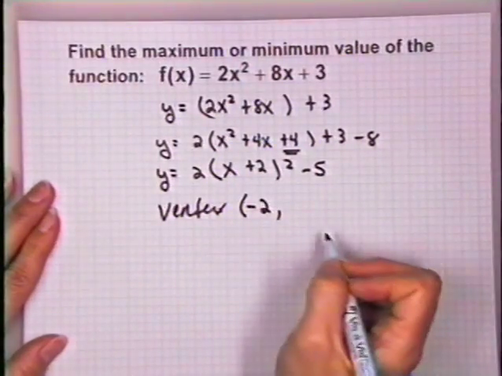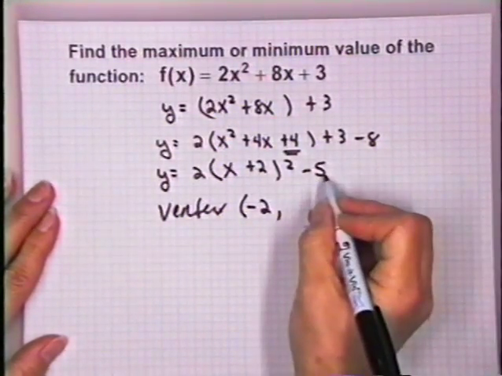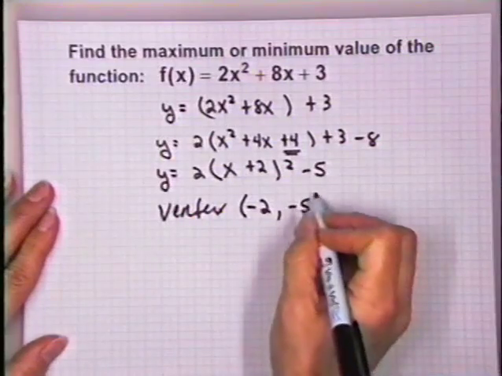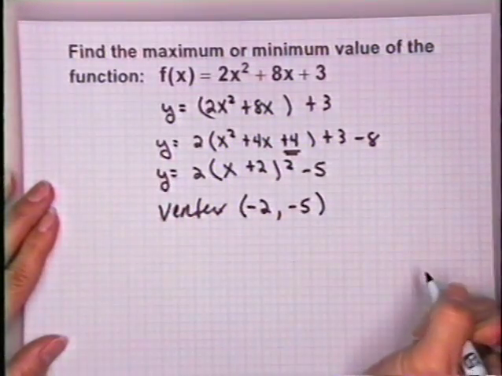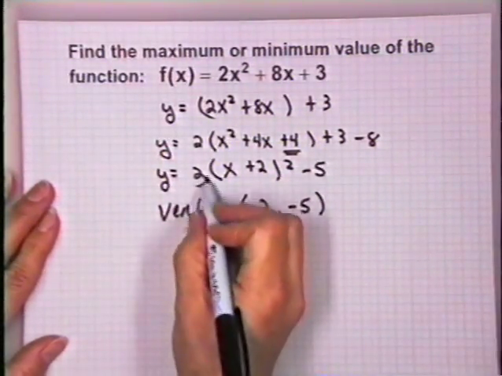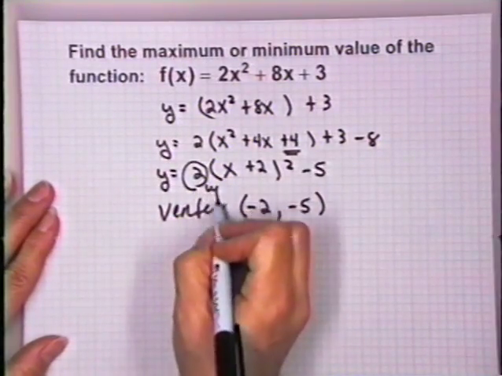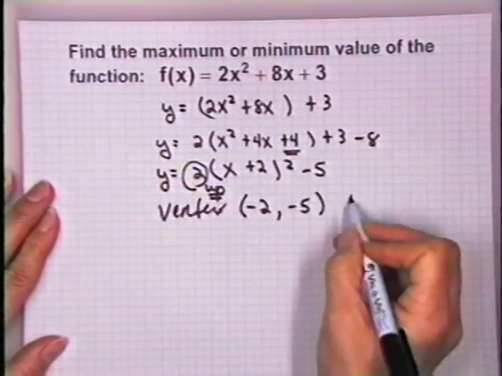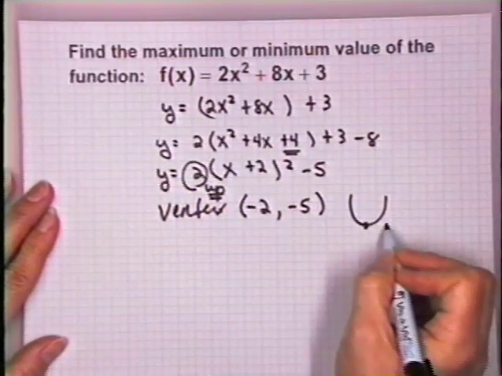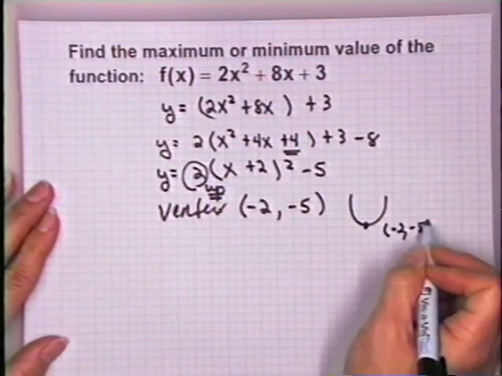It's negative 2, isn't it? Plus k, what's k? Negative 5. Does this open up or down? Look at your a. That's positive, so that tells me it opens up. I have a parabola that opens up from the point negative 2, negative 5.